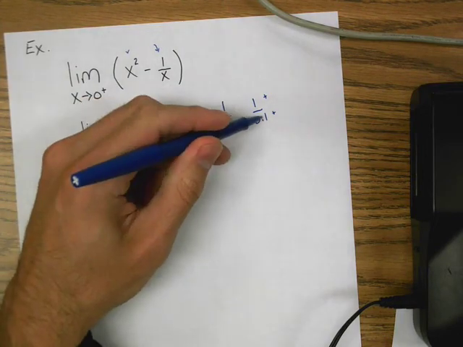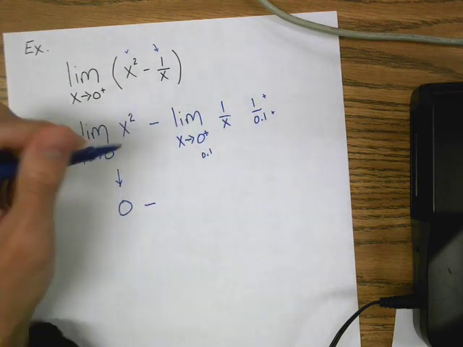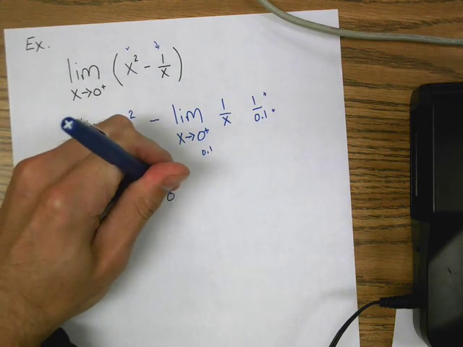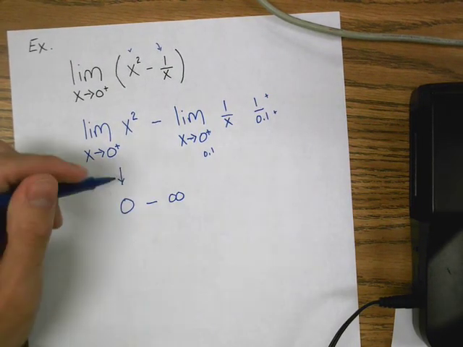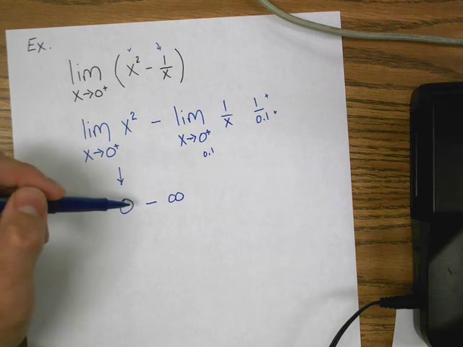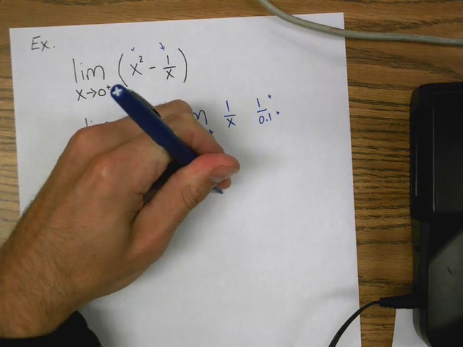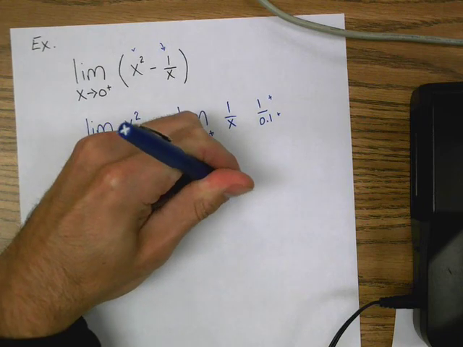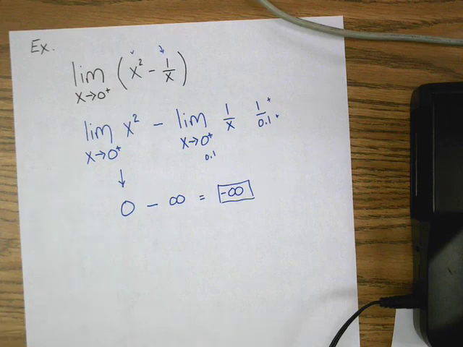Okay, if I plugged in 0.0001, it would be an even bigger number. Either way, it would always be positive. So I know that this is going to infinity. Okay, however, can't forget about this x squared. So 0 minus infinity actually brings us to negative infinity. Okay, so that would have been our first answer.